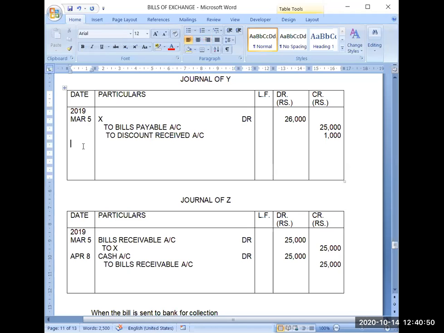Now on 8th April, the person Y is making the payment, so he will also be recording this transaction on April 8. He will be receiving the bills payable back, bills payable account debit 25,000, and he is making the payment to cash account or to bank account, whatever you want to use, 25,000. So these are the general entries that will be done in the case of endorsement.